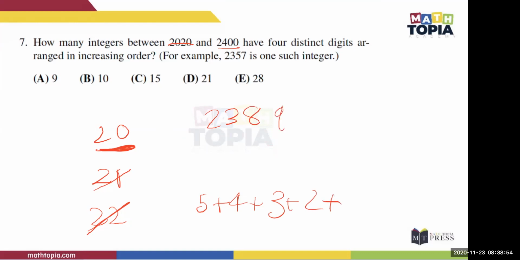So 1. These are the only possibilities. So we add them up and we get 9 plus 3 is 12 plus 3 is 15. So 15 integers satisfy the conditions.